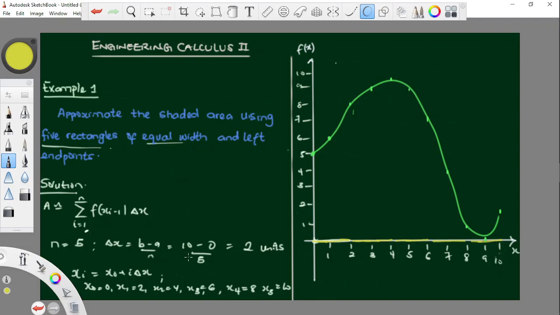Well, by using left endpoints, it will correspond to the height. Remember the function f of x_{i-1} is telling us the height. So it's going to equal the value of the function at the left endpoint. So between 0 and 2, the left endpoint is 0. So it's going to be the height at f of 0, and the height at f of 0 is 5. So from 0 to 2, the height of the rectangle would be 5.